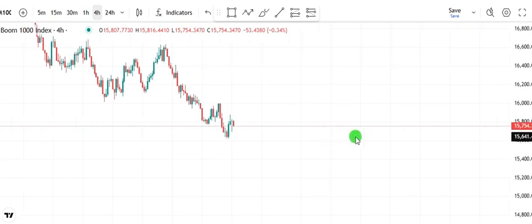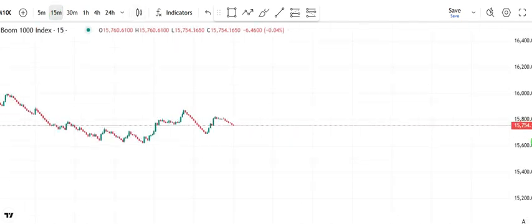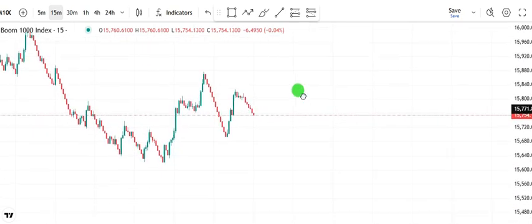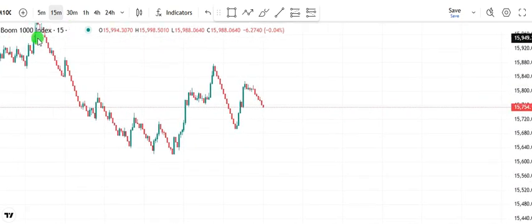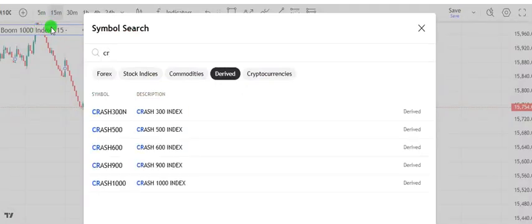On Boom 1000, since the market is on the bearish side, let's go to 15 minutes to see a change of structure to the bearish. I really can't see any major structure right now to the bearish. So I'm staying out of Boom 1000. I'm not taking any trade on it, just staying out of it for today, except I see a change of structure.